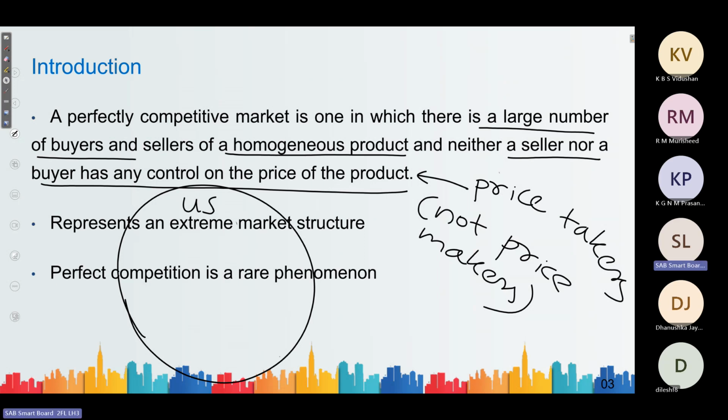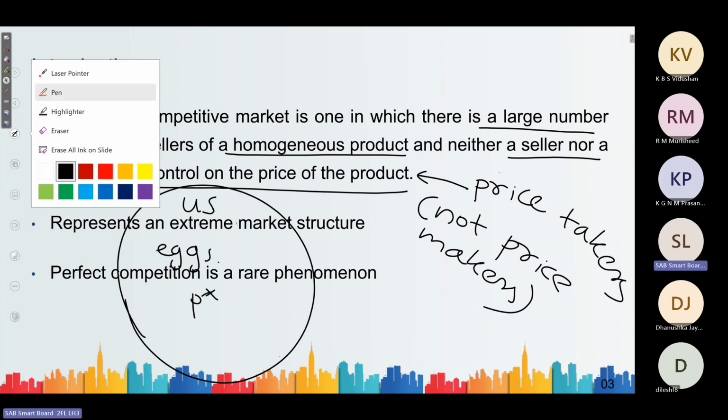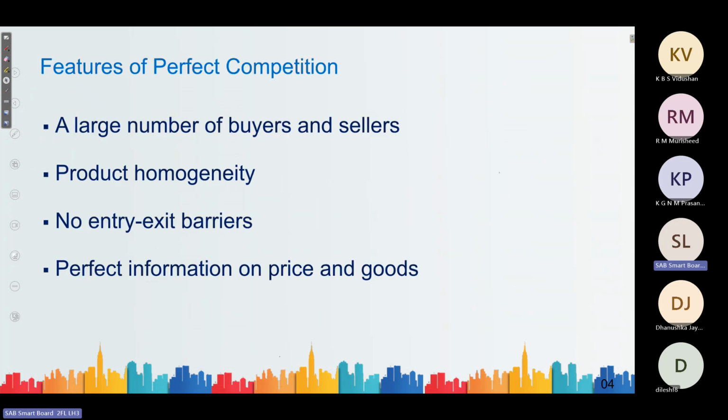the market for eggs. Yes, we have a large number of buyers. We have a large number of sellers. Products are homogeneous. And sellers and buyers may not have control over the price because market price is determined by the demand and supply forces. But there are some features which are lacking. Perfect information on price and goods may be lacking.